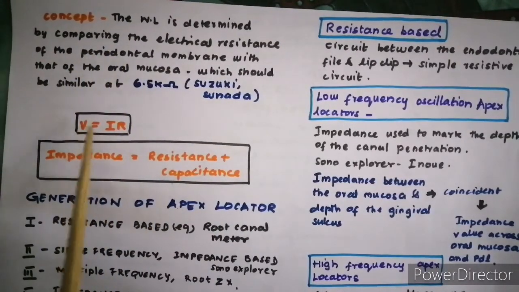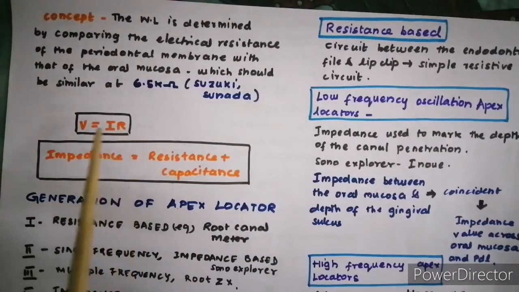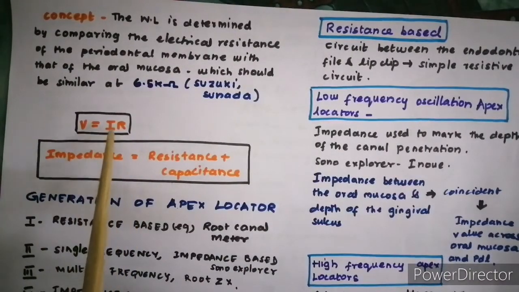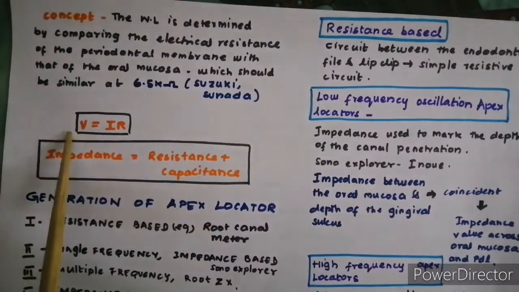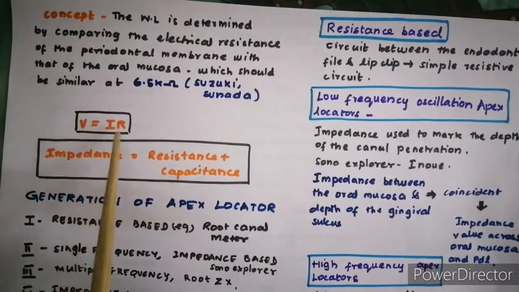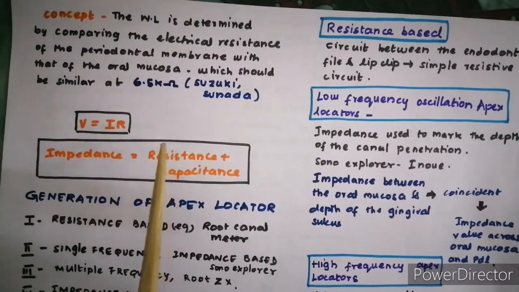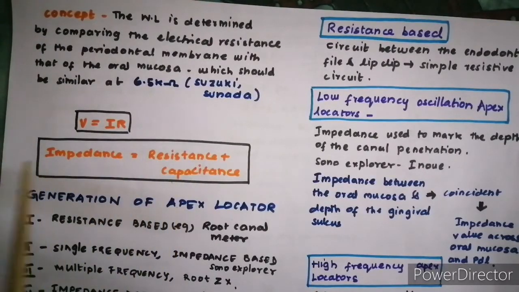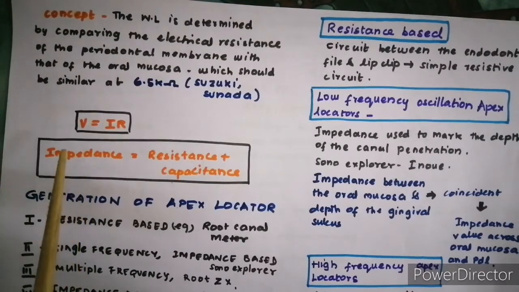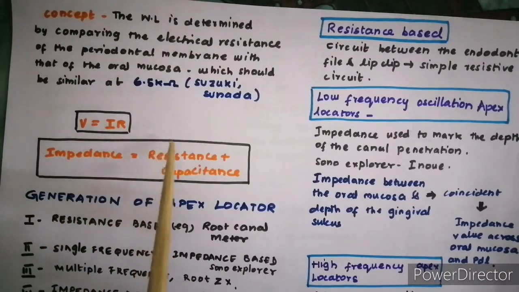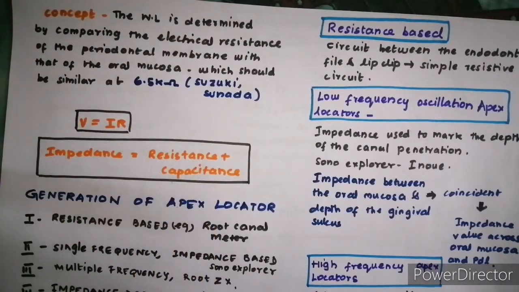An important formula which we should know to understand the basics is Ohm's law. V is equal to IR, where V is voltage, I is current and R is resistance. In earlier generations of apex locators, DC current was used, and hence only resistance played an important role, because in DC current resistance and impedance are the same. In later generations, AC current was used, so impedance was calculated. When using an AC current, impedance is a combination of resistance plus capacitance.